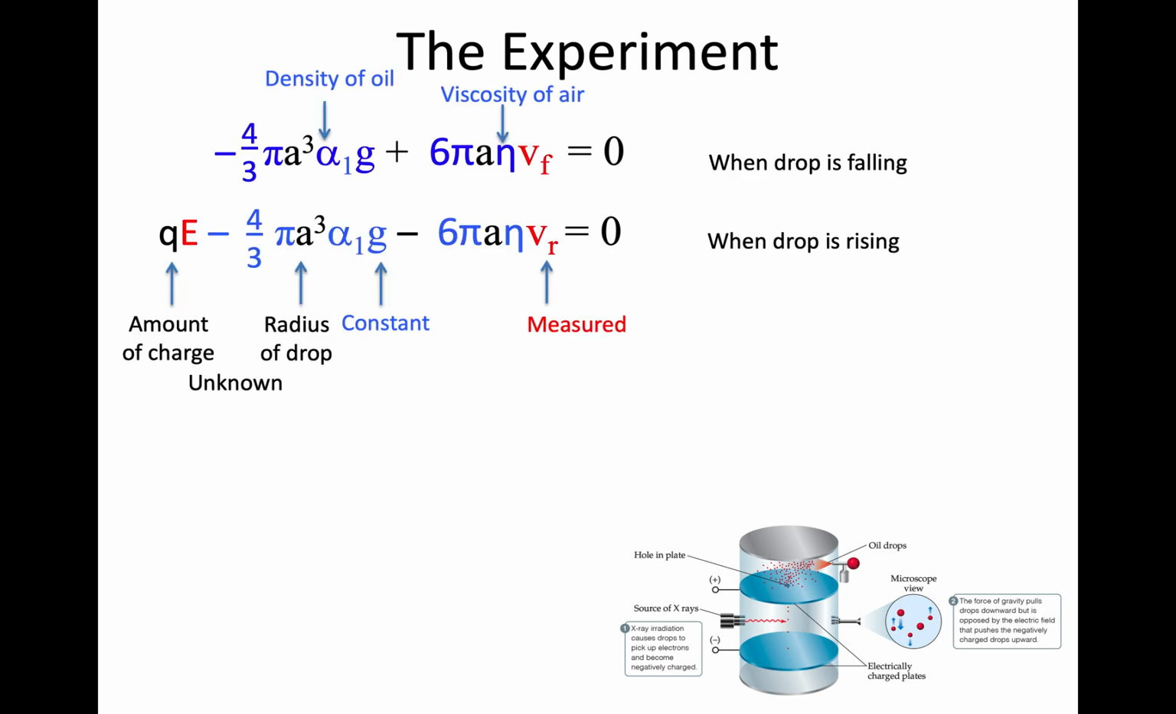So within the experiment, we've got a lot of constants. 4/3 pi is a constant, 6 pi is a constant, the viscosity of air was known, the density of the oil was known, the gravitational constant's known. So all the ones here in blue are constants. We don't know the amount of charge, and we don't know how big the drop is, the radius of the drop. We can manipulate the electric field. That's something we can turn the dial to. And we can observe and measure the velocity when it's falling or rising.